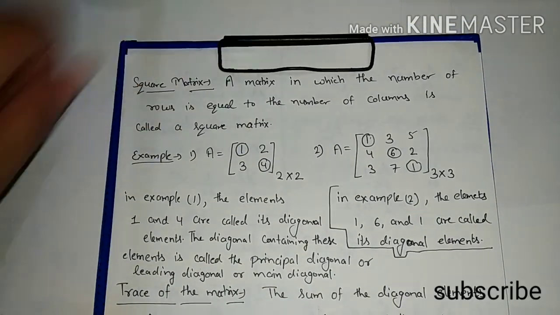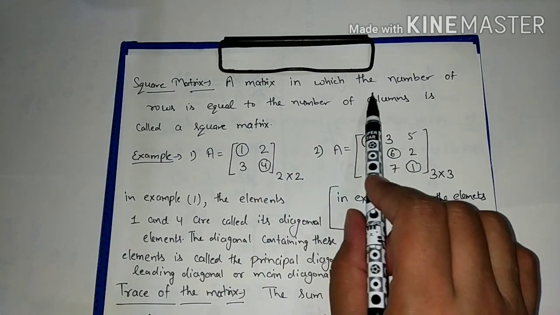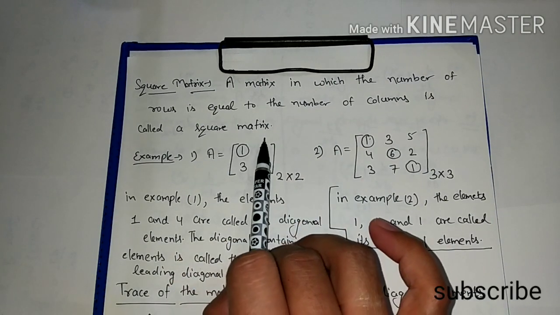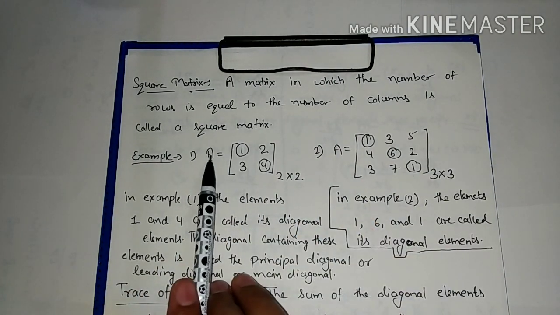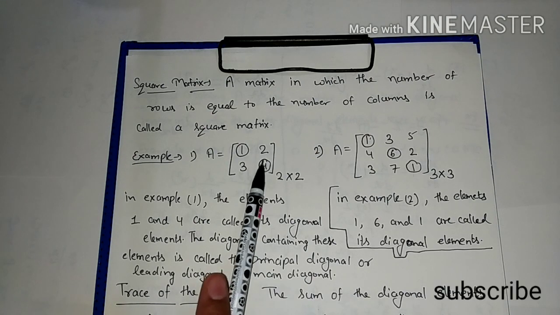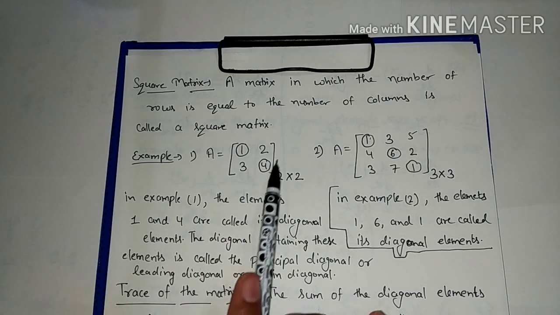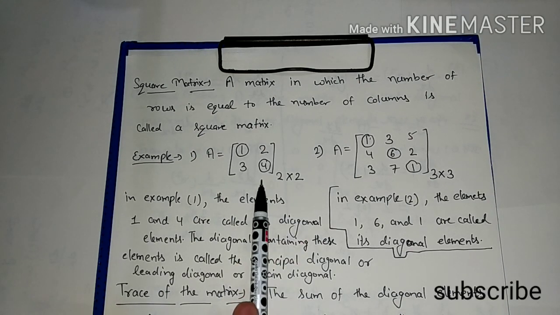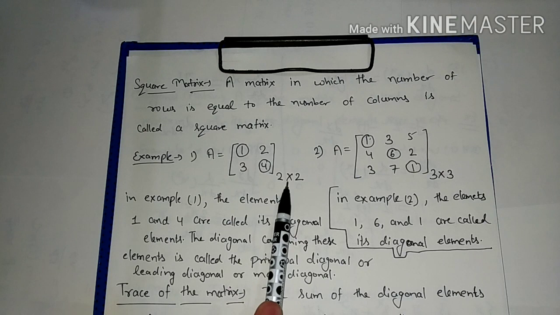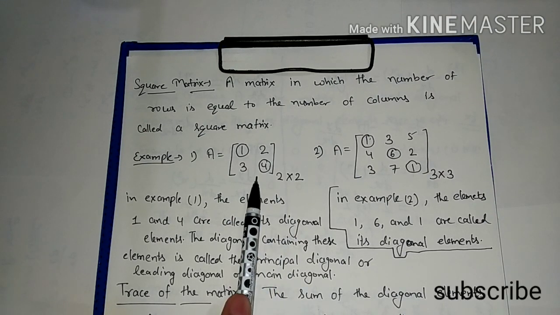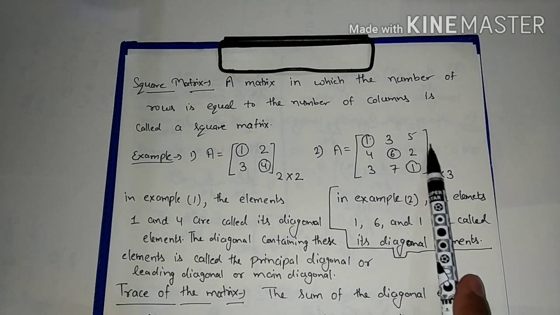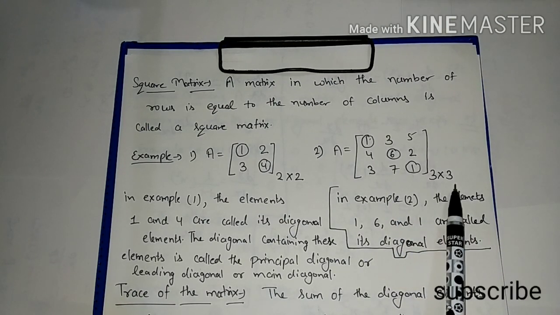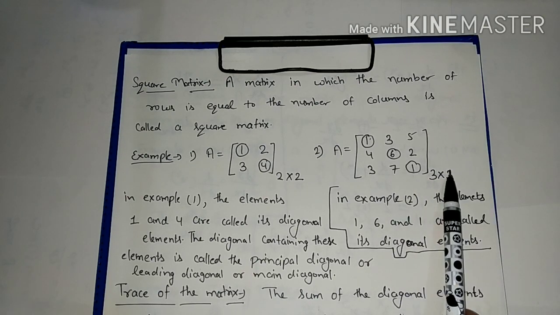Next, square matrix. A matrix in which the number of rows is equal to the number of columns is called a square matrix. For example, if A equals 1, 2, 3, 4, number of rows 2 and number of columns 2. Here it is a 2 by 2 matrix, number of rows equal to number of columns, so this is called a square matrix. Another example: 1 3 5, 4 6 2, 3 7 1, 3 rows and 3 columns. This is also a square matrix.